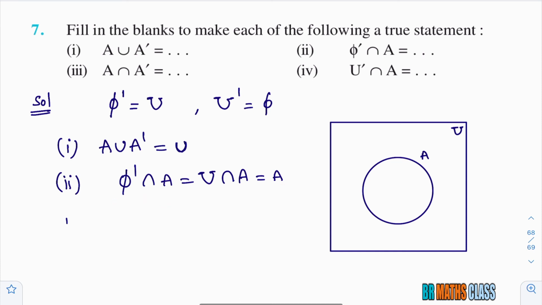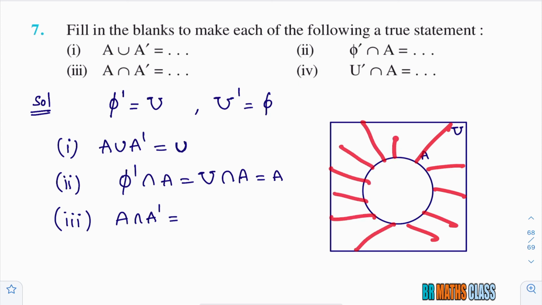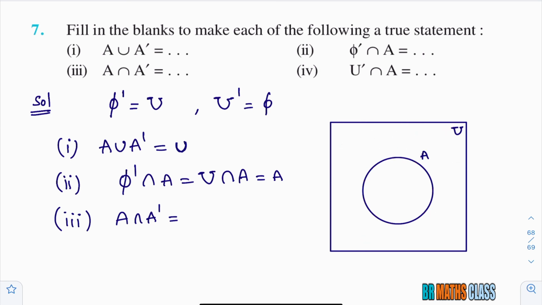Very good. Now come to the third bit. Third bit is A intersection A dash. Here this is set A, correct? Where is A dash? This is A dash. Is there any common element in A and A dash? A is different, A dash is different. There is no element common in A and A dash. We can easily say that A intersection A dash is a null set.